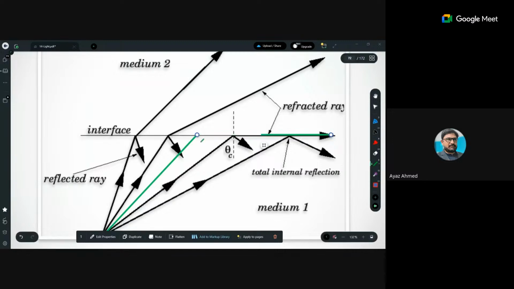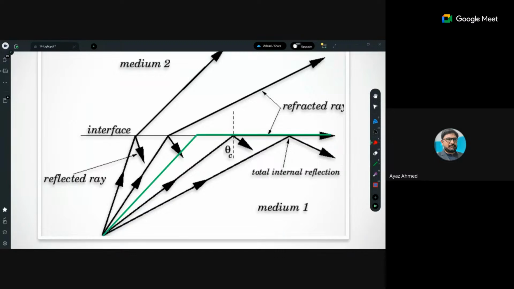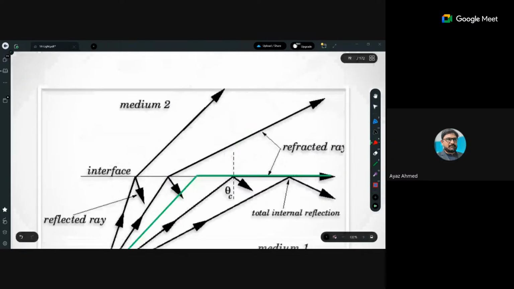Here I was about to explain this before. Just forget about this ray, it will make you a bit confused.